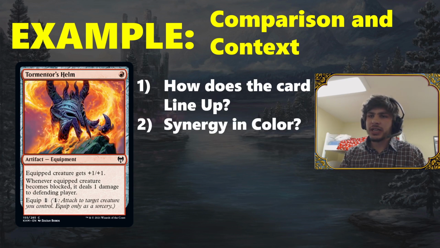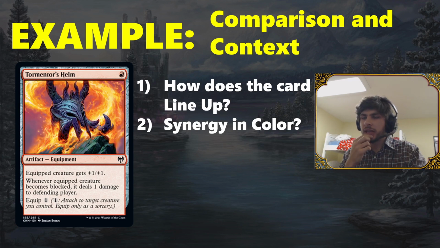Next, is there synergy in color? I haven't seen a ton of the cards yet because the cards haven't all been previewed, but there looks like there might be an equipment/auras theme in red-white, because we did look at that Colfenor card earlier that did care about having equipment. So if there's synergy in color, then that could really be a boost for Tormentor's Helm, because if you really need an equipment, having a cheap 1-mana equipment can be really beautiful for your synergy. It can help you get your synergy online early and for a cheap cost.